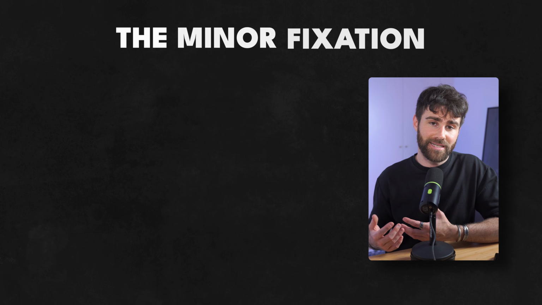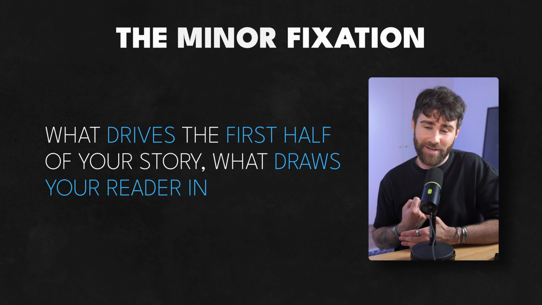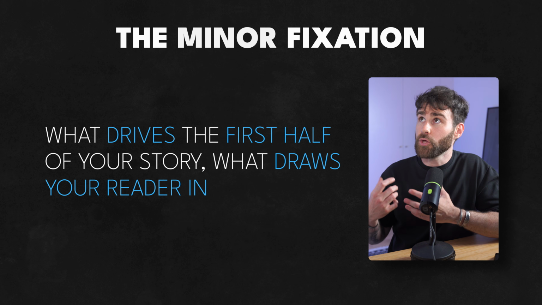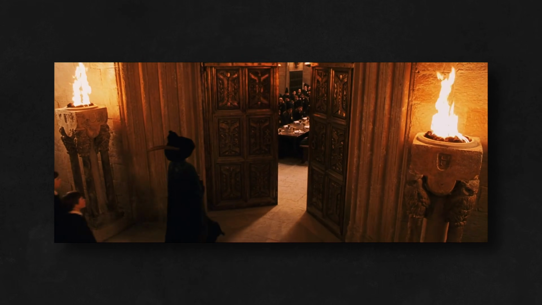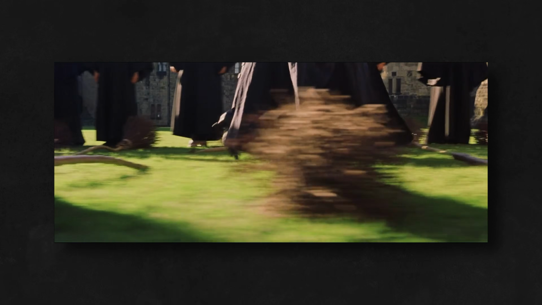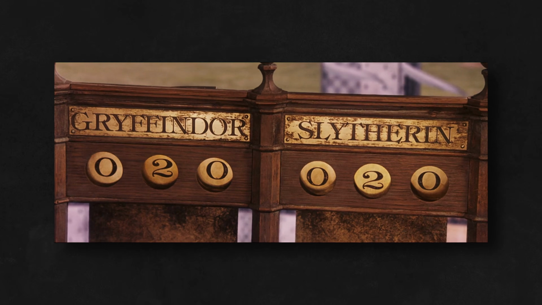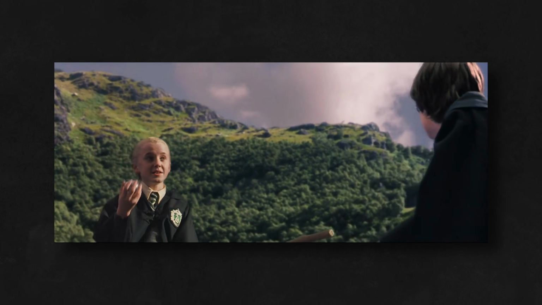The minor fixation is what drives the first half of your story, and it's also what draws your reader in. It's essentially what your story is advertised to be about. And it's also the vehicle through which you get to show your readers every rule, every detail of the world that you've created. In Harry Potter, the minor fixation is to win the House Cup. And through that pursuit, we learn about Quidditch, the point system, we learn about the rules and the rivalries, everything that makes that world feel real.